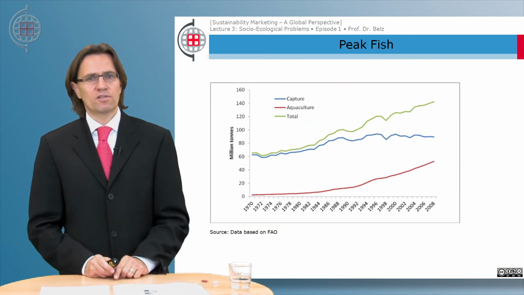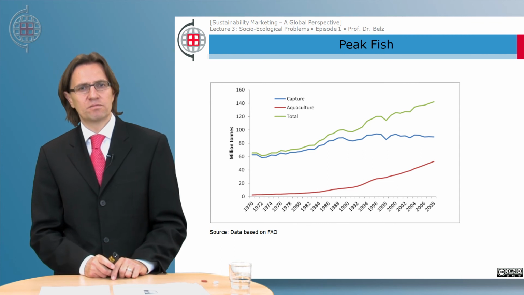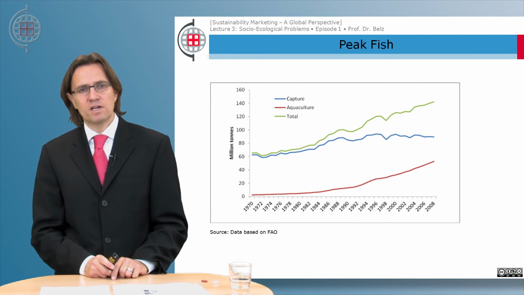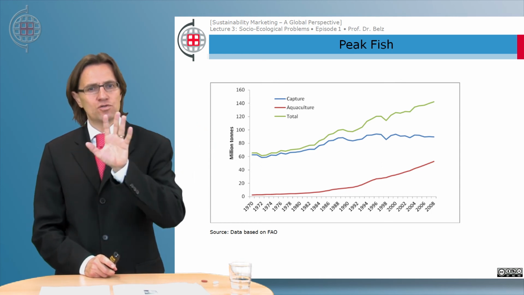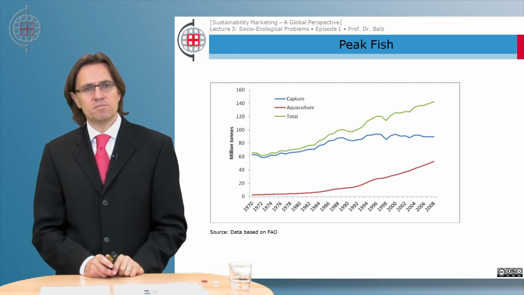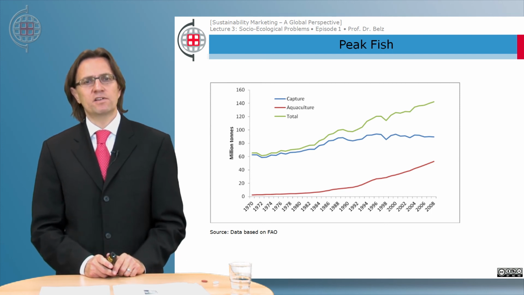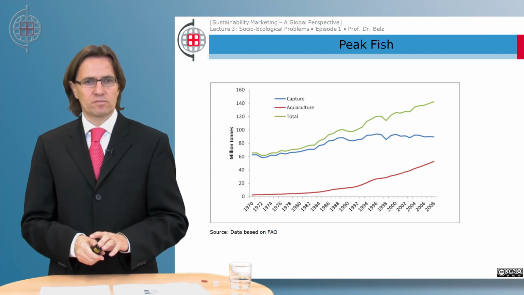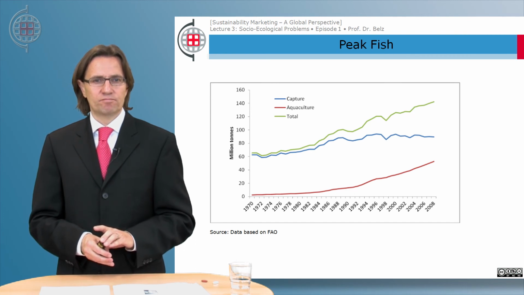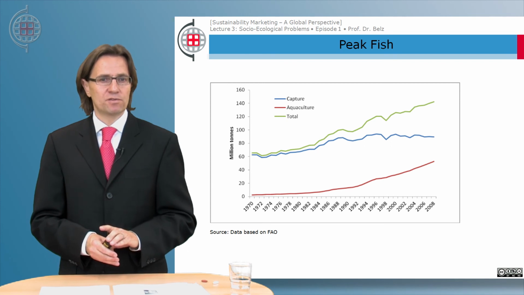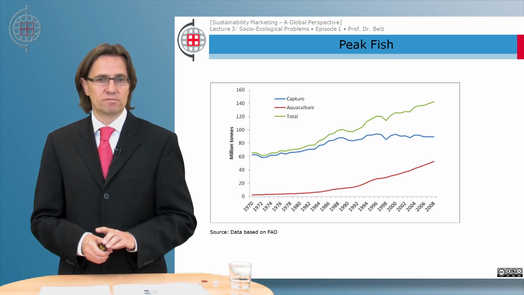Another resource worldwide is fish from the ocean. Here you see the captured fish during the last 30 years, running from 60 million tons per year to around 80, 90 million in 1990. Ever since, it has been stagnant. On the one hand, that's a problem. Many say that many fish resources are on the verge of extinction.